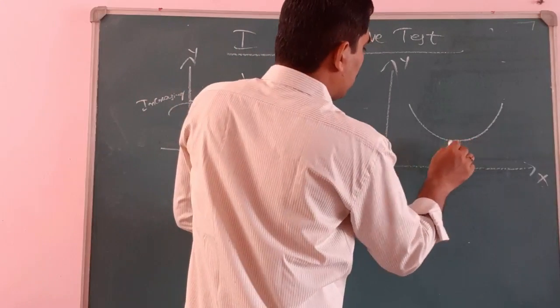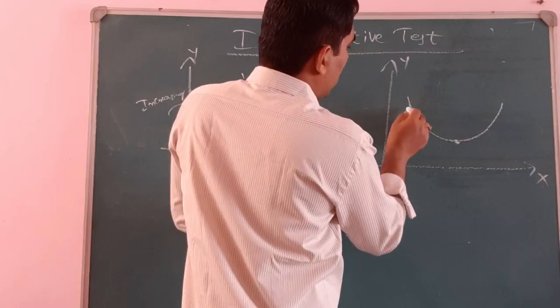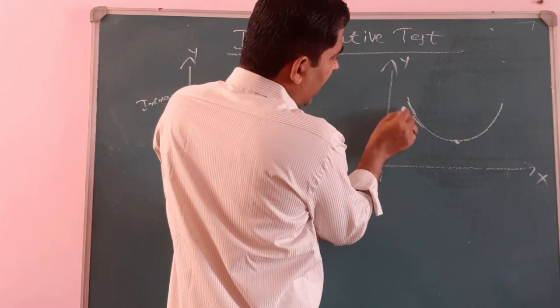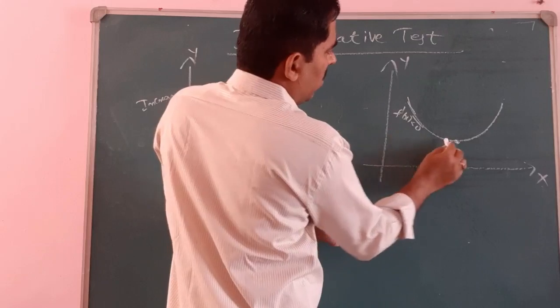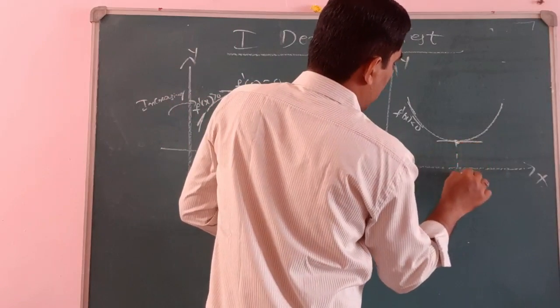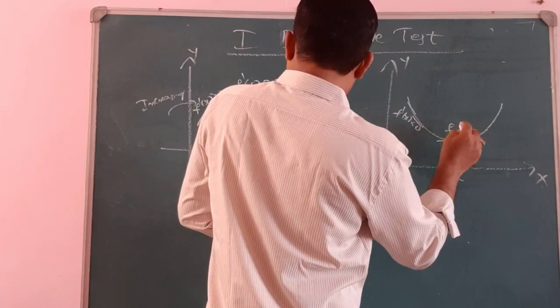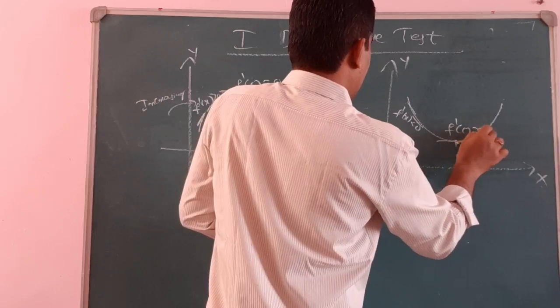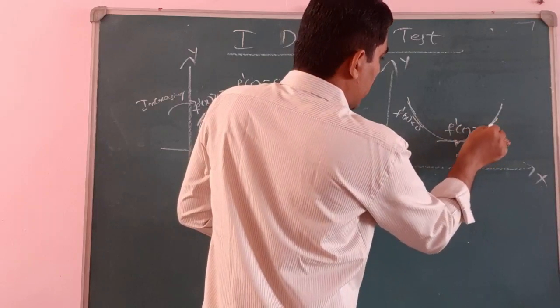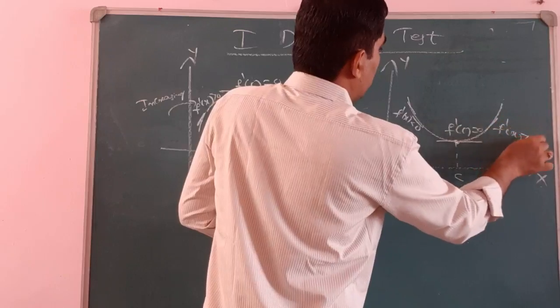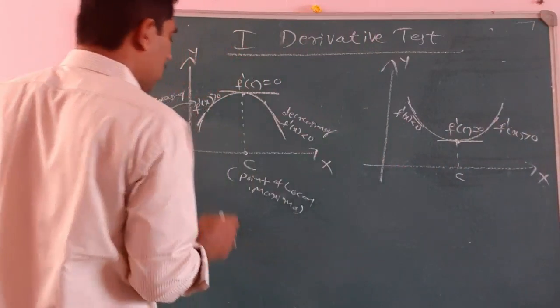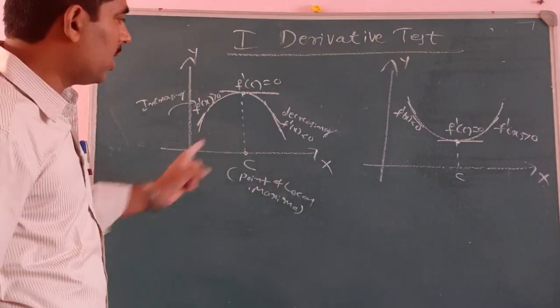Similarly here, negative slope, that is f dash x is less than 0. Then at this point f dash is 0. Then here it is positive, f dash x, positive slope. So you observe this too.